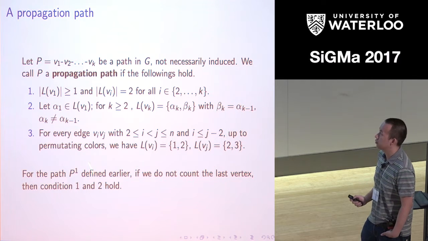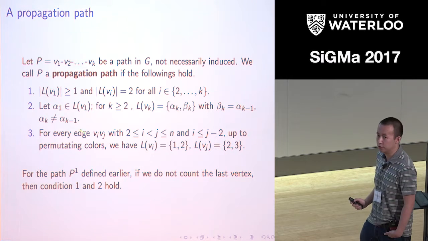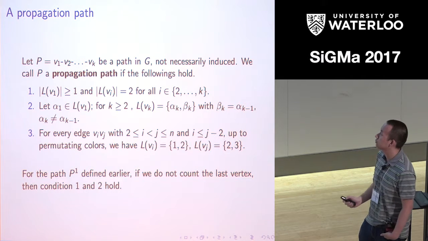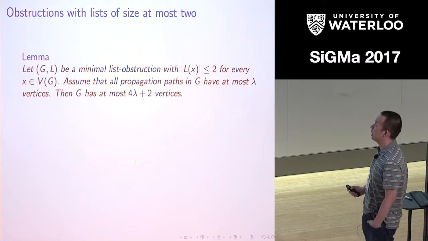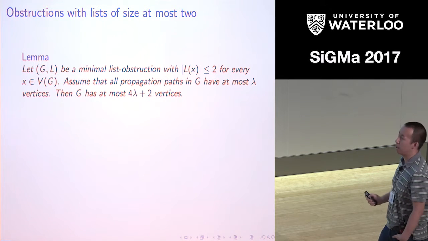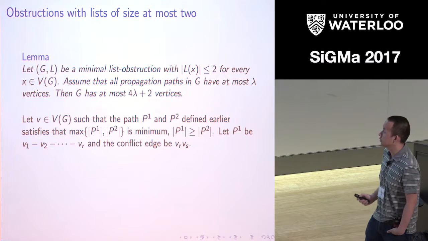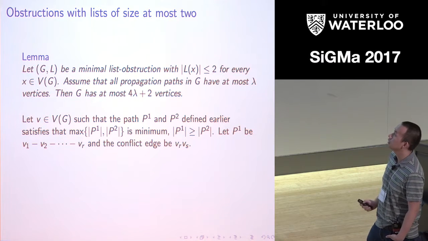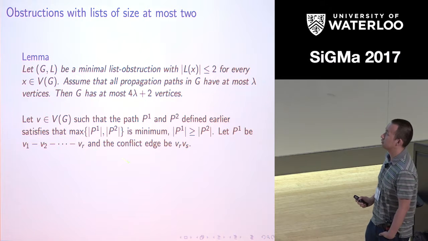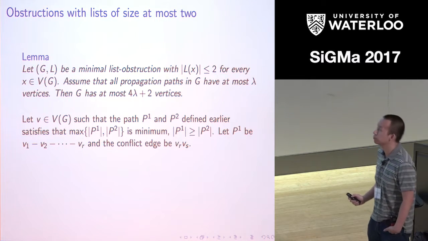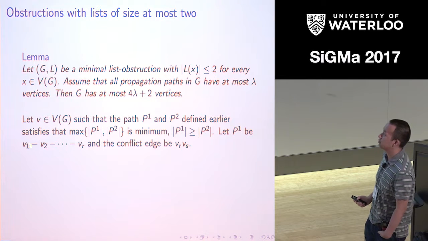You may notice that for the P1 defined in the earlier slide, if we do not count the last vertex, then conditions 1 and 2 are satisfied. You just give a color in, and then the color is forced. But the last condition does not necessarily hold. But we can show that as long as we can bound the length of propagating paths, we can bound the size of the whole graph. I will give some idea of how to prove that, but I'm not going to go into too much detail. So we pick a vertex V such that the paths P1 and P2 defined earlier satisfy that the maximum of P1 and P2 is minimal. We let P1 be the path from V1 to Vs, and we let the conflict edge be VrVs.